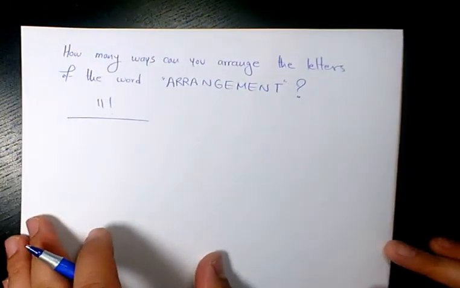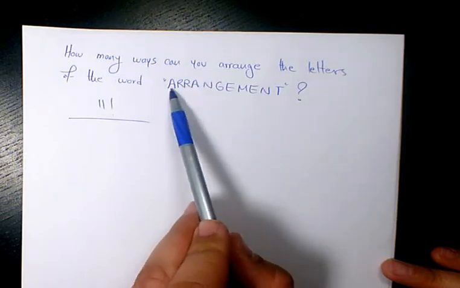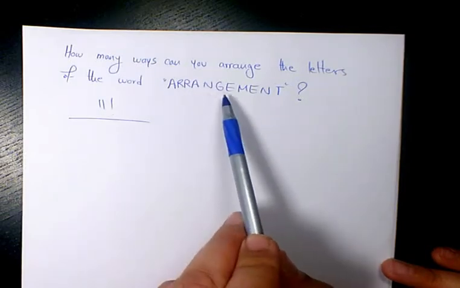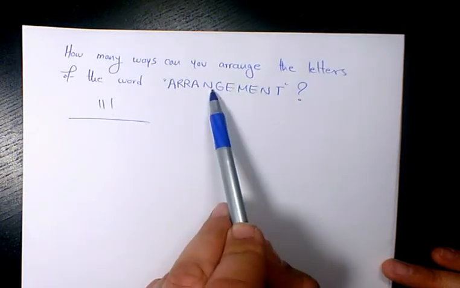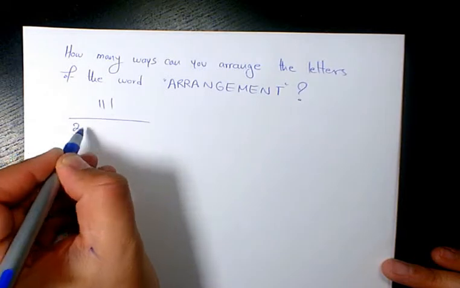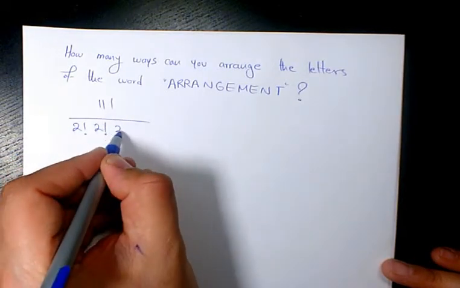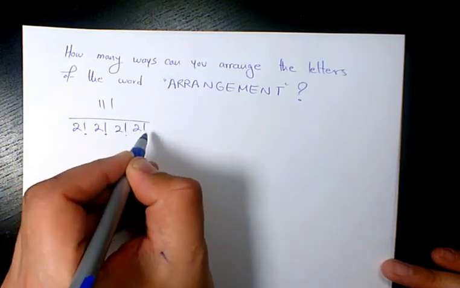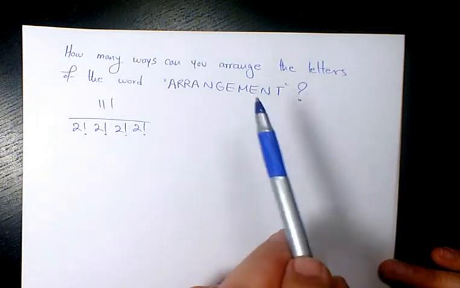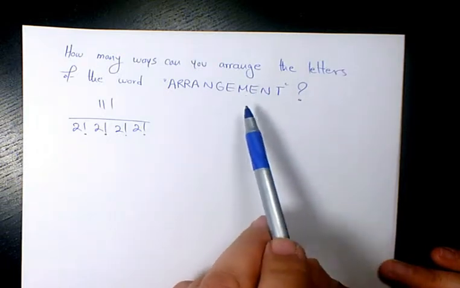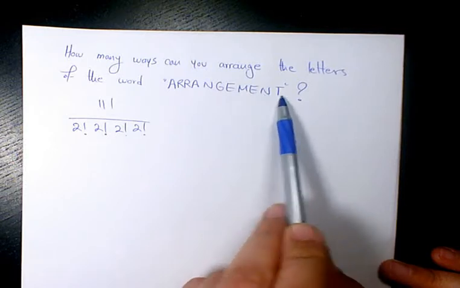Then I need to see which ones are repeating. R is repeating twice. A is also repeating twice. E is repeating twice. And N is also repeating twice. So it's going to be A 2 times, R 2 times, N 2 times, and E 2 times as well. Out of 11 letters, 8 of them are repeating. The 3 non-repeating ones are M, T, and G.